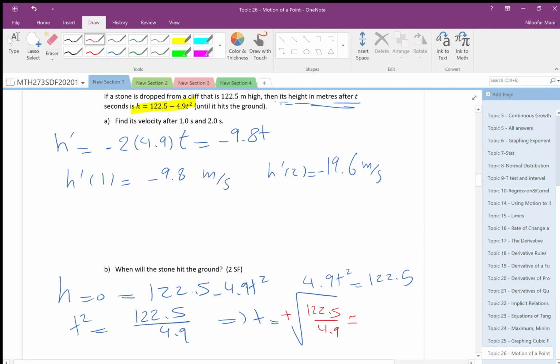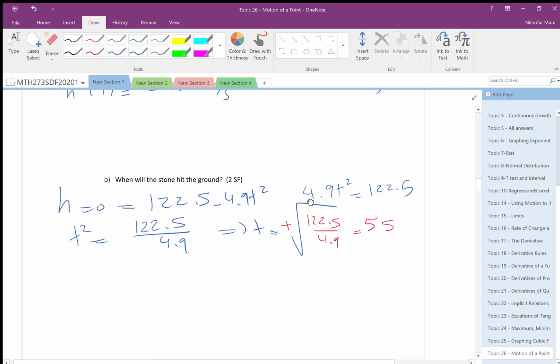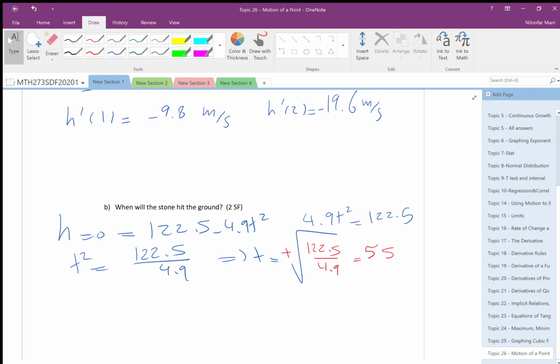Okay, which is 5. So it's 5. Exactly at 5 seconds it hit the ground, right? So it is, let me see, this times this. Yes, okay, it hit the ground at that time, 5 seconds. So I can write at 5 seconds the stone hits the ground. I can write the sentence here, and you need to have the conclusion sentence.